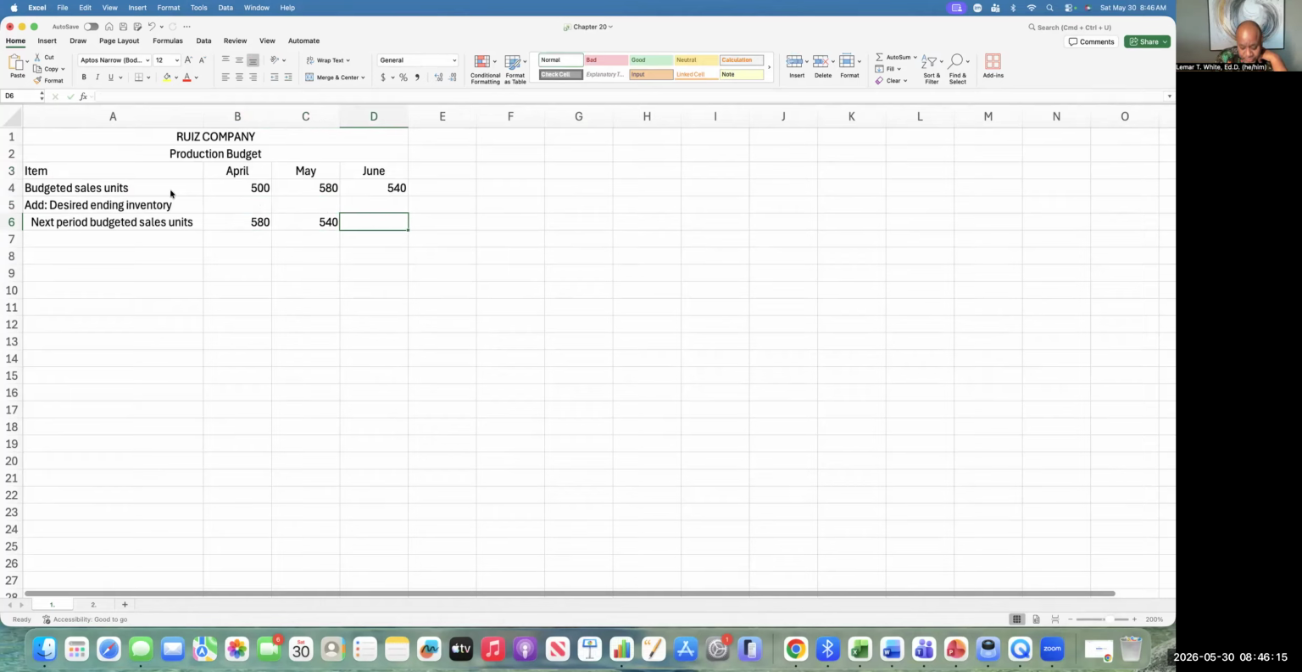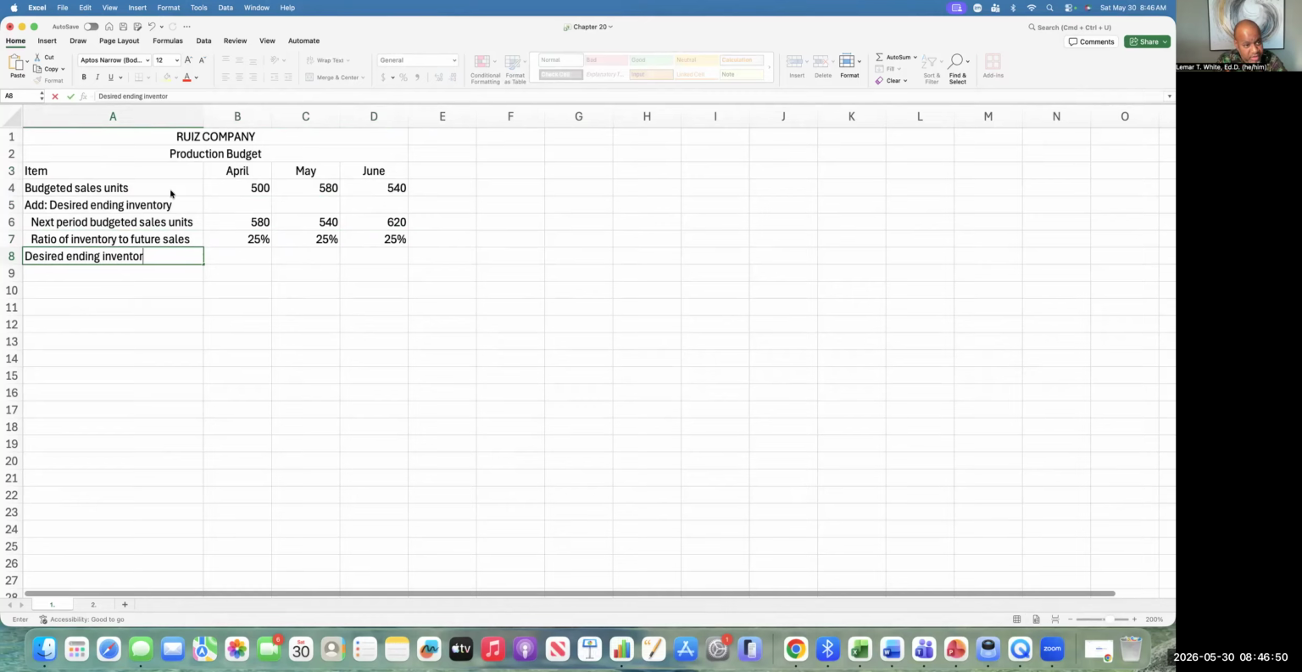And then what do we have for June? If you look at the question, it tells you the budgeted sales units for July are 620. So I'll put 620 here. Next, it tells me that my ratio of inventory to future sales is 25%. All right, it's 25% each month. So I'm just going to put 25% here. And when I calculate that, it's going to give me my desired ending inventory units.